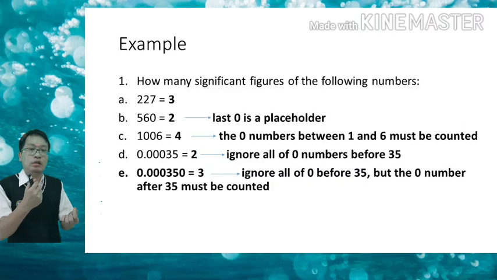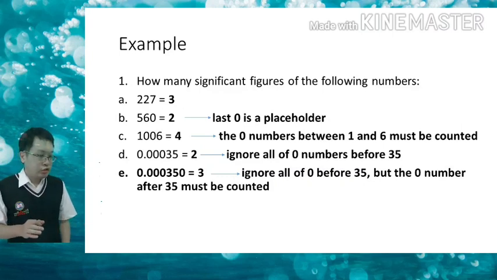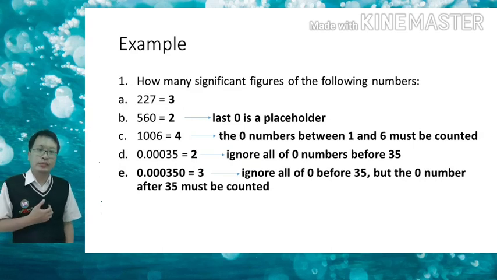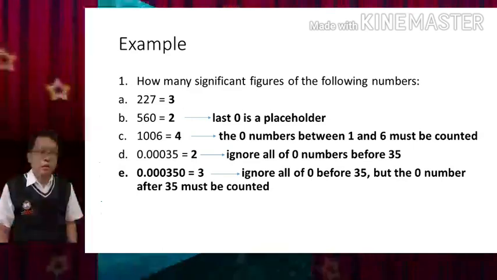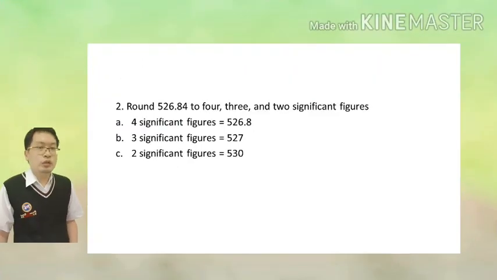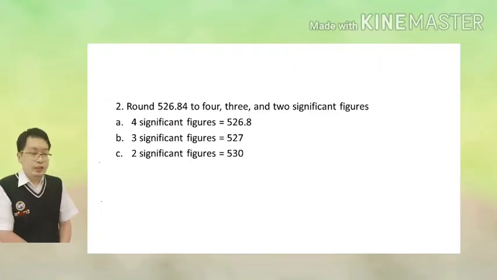0.0000, ignore it, but the last 0, you have to count it, so it becomes 3. If you still have questions about the first slide example, don't hesitate to ask me in the WhatsApp group or personal WhatsApp. We go to the next slide. The next question is about rounding to 4, 3 and 2 significant figures.